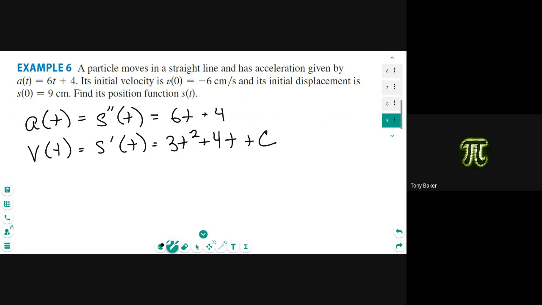So you were told that the initial velocity was -6. That means you plug in 0 for t. In this situation, you're absolutely right. However, as we've seen in other problems, it doesn't always work out to be that exact number depending on what the function is. In this case, all my t's vanish. So yes, C is going to be -6 in this case.